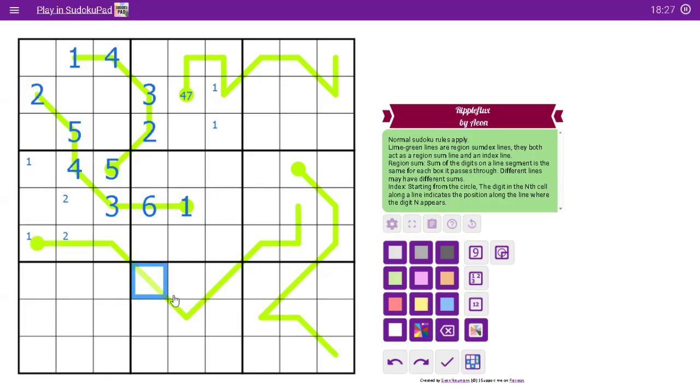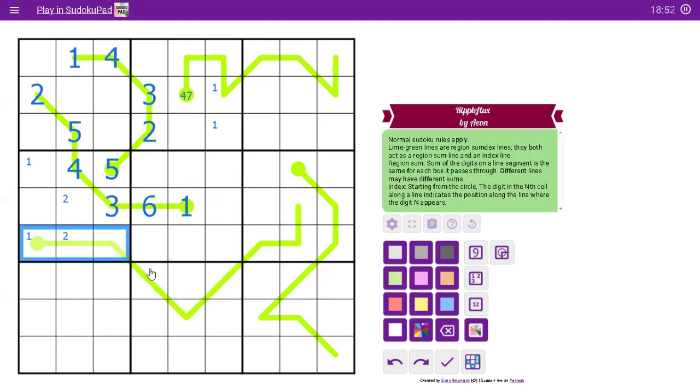This passes through three boxes. So this is a very beautiful setting. Great job by Aeon, because it's combining both of the rules perfectly. So we just proved that this is a set of the digits 1 to 9 once each, but it's passing through three boxes, and by the region sum line, they all have to have the same sum.